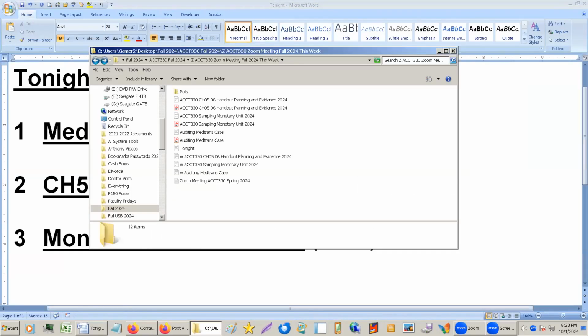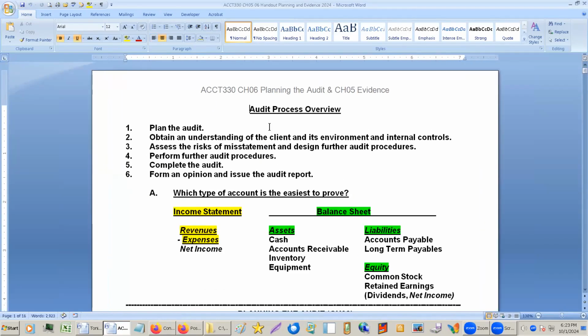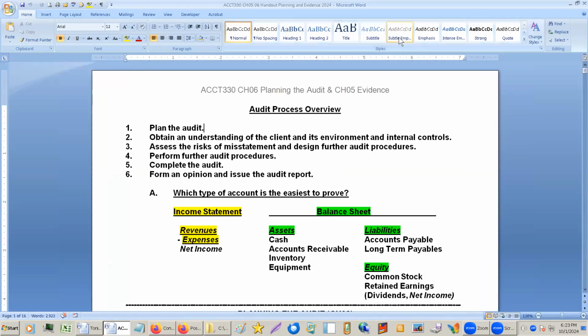The chapter 5 and 6 handout. I just want to say something about the chapter 5, 6 handout. It seems kind of weird that we have 5 and 6 together. These are two chapters that in the past were huge. I had 20-page handouts for each one of them. I really cut it down quite a bit, which is good.